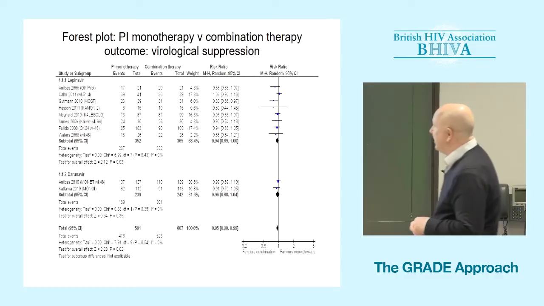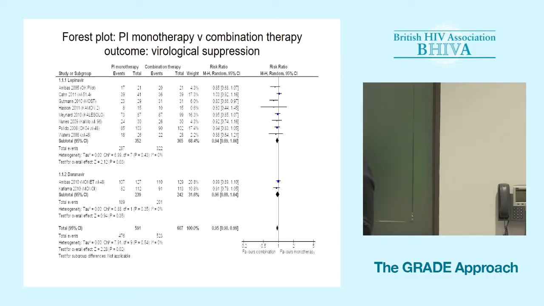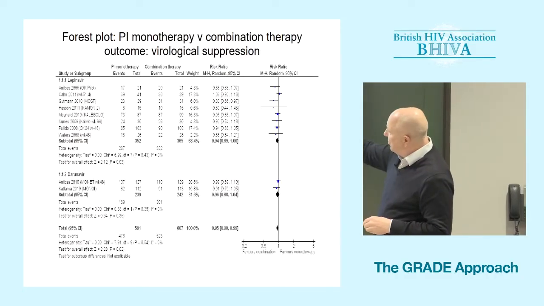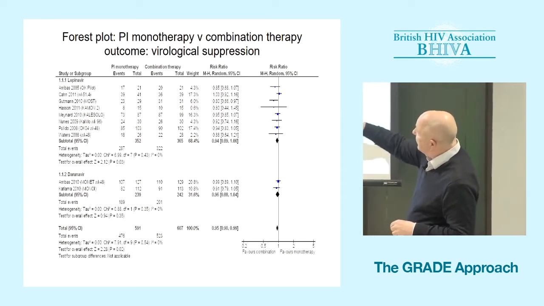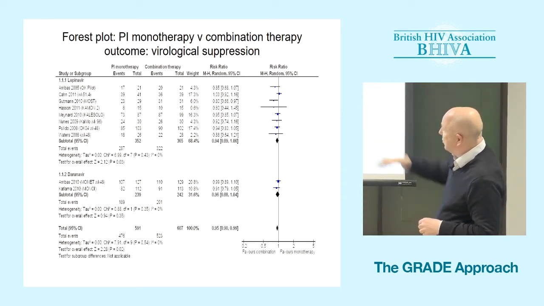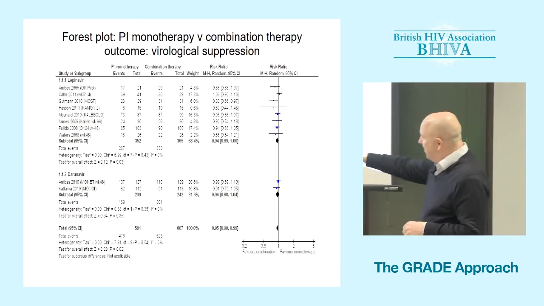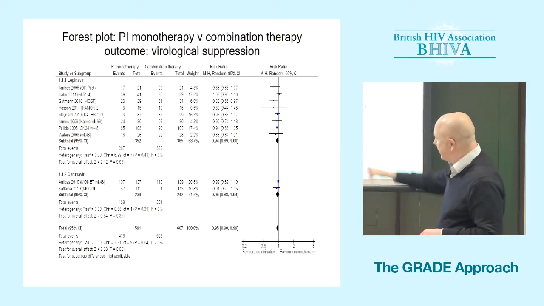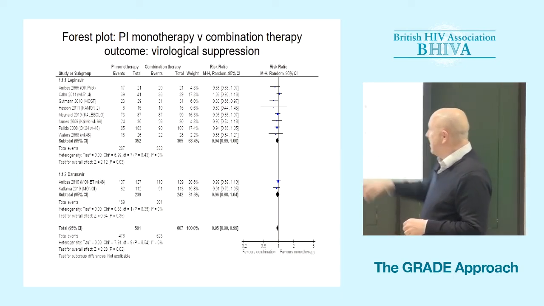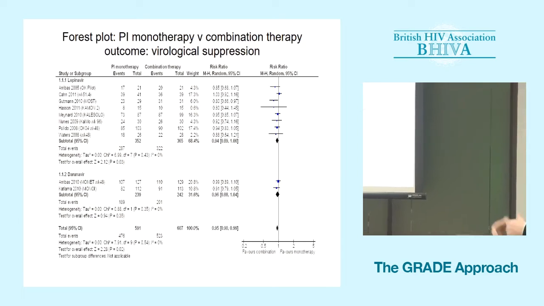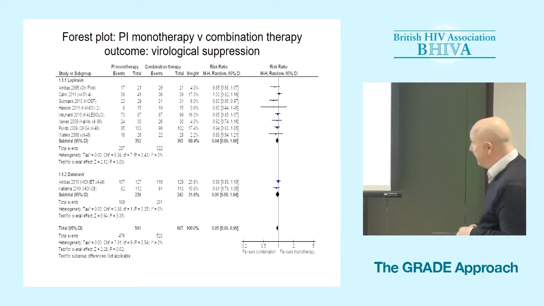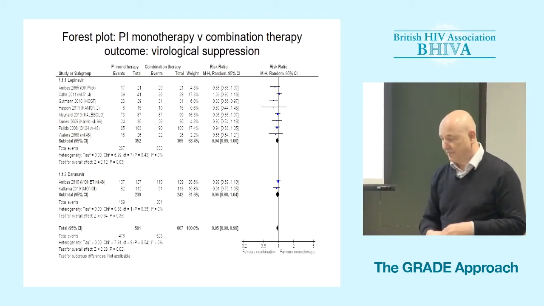So this is what you get in terms of the forest plot. Here are all the studies for lopinavir, and these are all the studies for darunavir. You look at the number of events and total events, you weight it according to the number of patients in each study, and you come out with an estimate here, which was significant. It was 0.95, and so that was a 5% difference in favour of combination therapy.